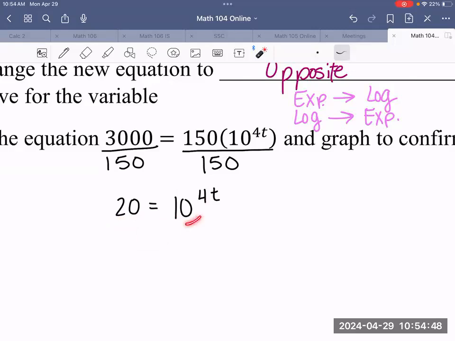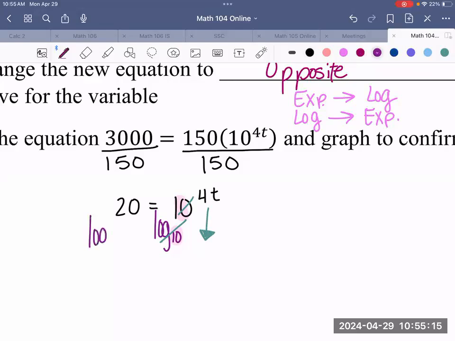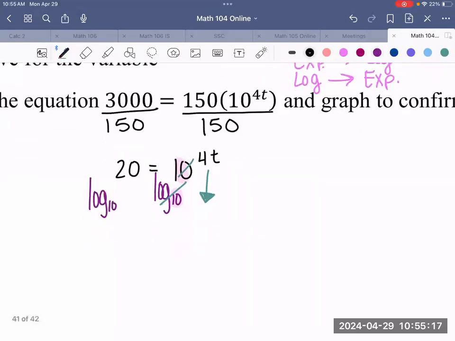So how do we get this 10 to drop its exponent? Well, we worked on it previously in chapter 5.2. We said we can actually take the log of the same base. If we take the log of the same base, they are going to cancel one another out and allow your exponent to drop. But what you do to one side, you need to do to the other. So we're going to take the log of 10 on both sides. So now you're left with log base 10 of 20 is equal to 4t.